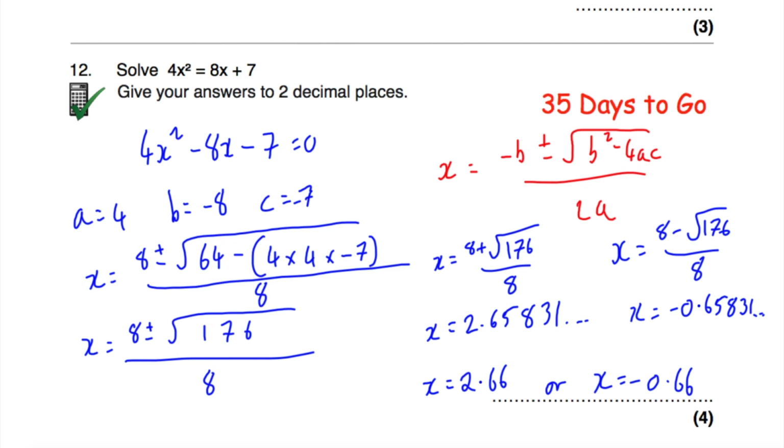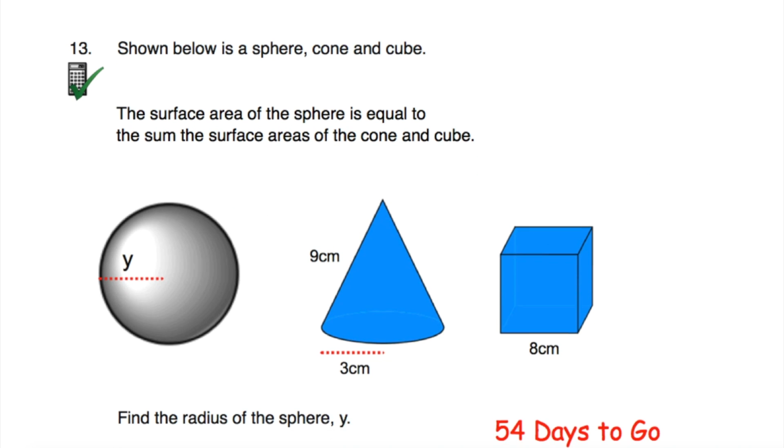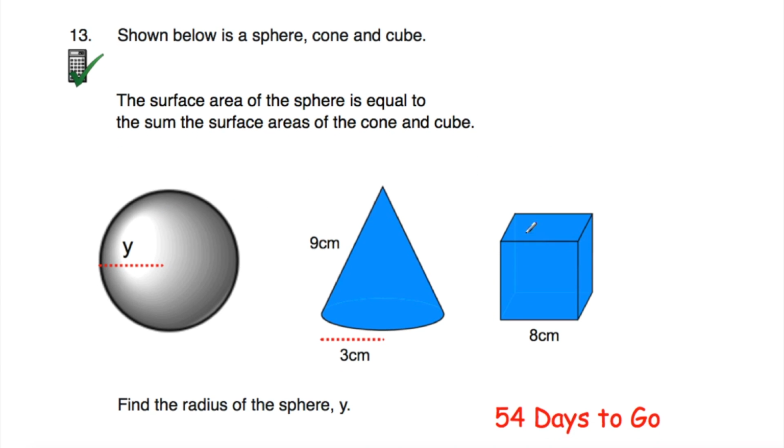Okay, let's have a look at our next question, question number 13. So question number 13, we've got a sphere, a cone and a cube, and we're told the surface area of the sphere is equal to the sum of the surface areas of the cone and the cube. So let's find the surface areas of the cone and the cube, add them together, put that equal to the formula for the surface area of a sphere, and then we'll be able to solve that to find y.